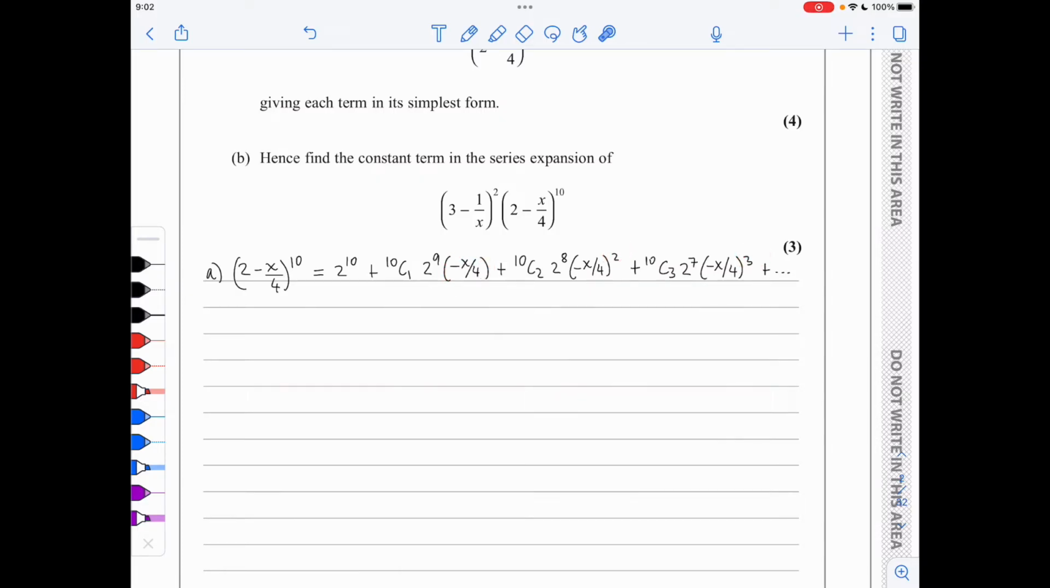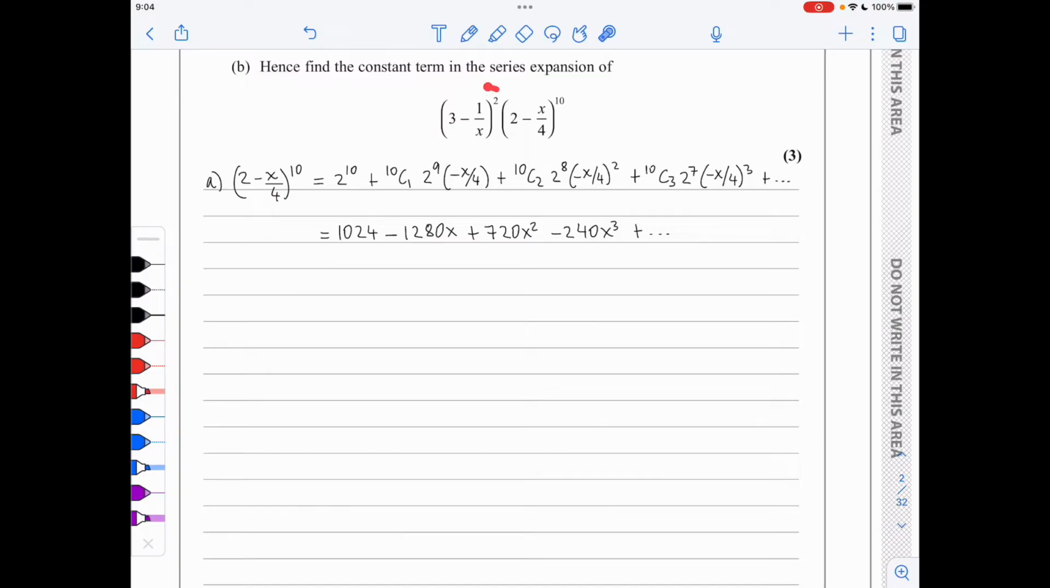Also notice that I always put a plus in between the terms, and I use brackets here to avoid any mistakes with the negative sign. I put everything on the calculator. I get 1024 minus 1280x plus 720x squared minus 240x cubed. These are the first four terms, so from a constant up to and including the x cubed term.